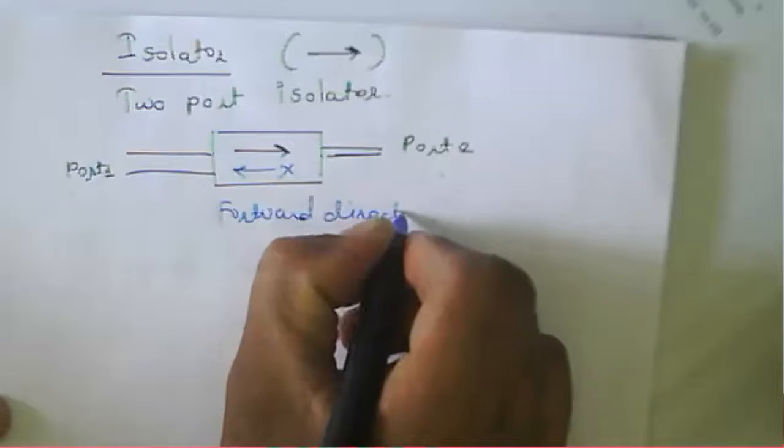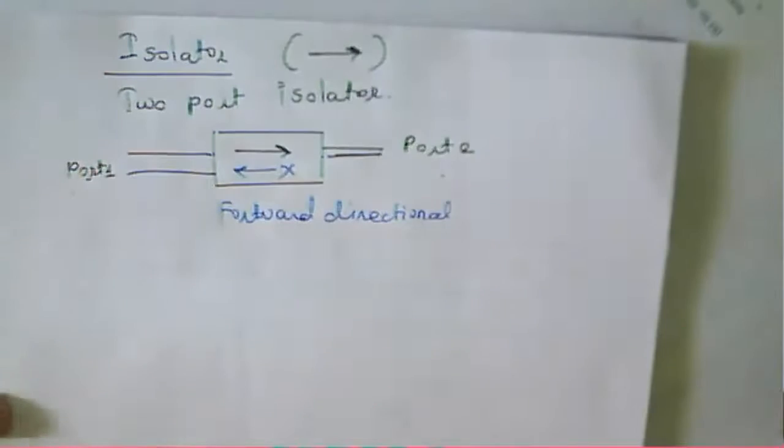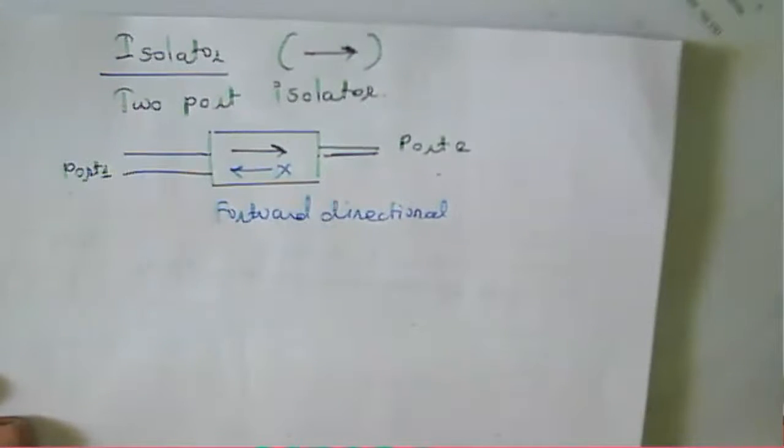So it is called a forward direction port. You can say that it is nothing but a forward directional one. An isolator is nothing but what? It is a forward direction device, so we'll get the output only in a forward direction.